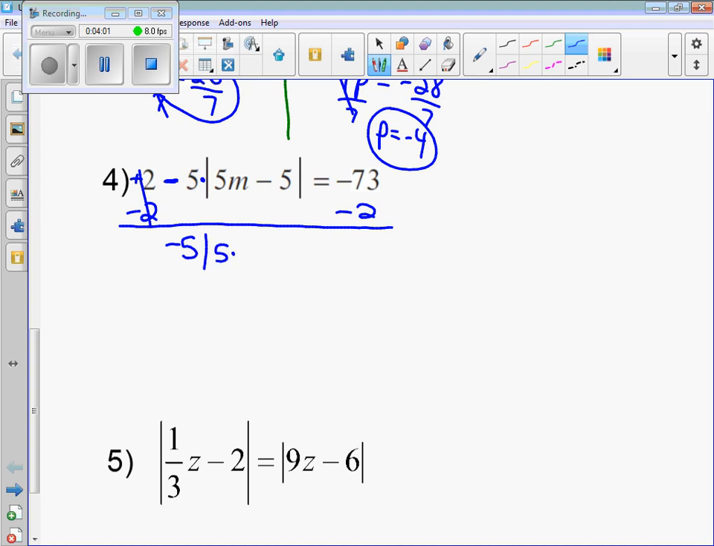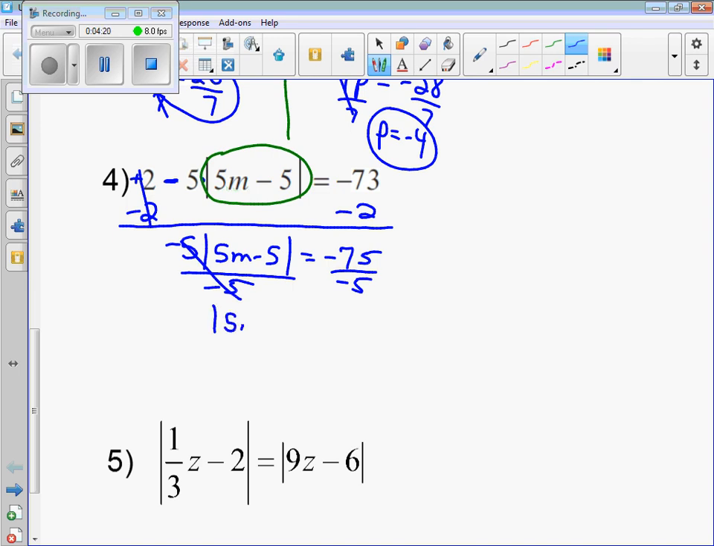So the very first thing we're doing here is we're getting this absolute value isolated. So this absolute value's got to get all by itself on one side of the equal sign. Again, let's divide by -5. 15. Now the absolute value is isolated.